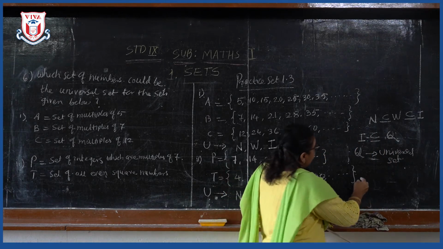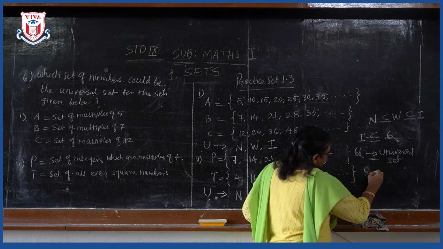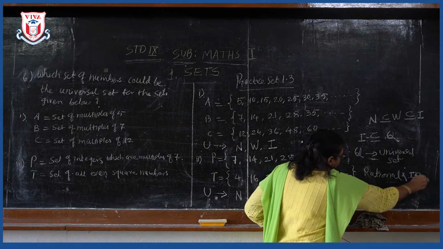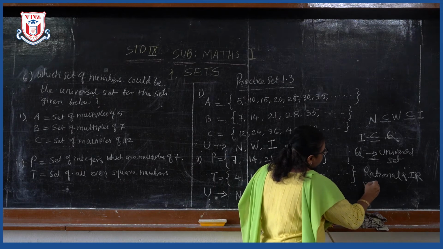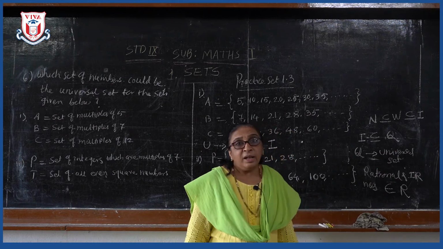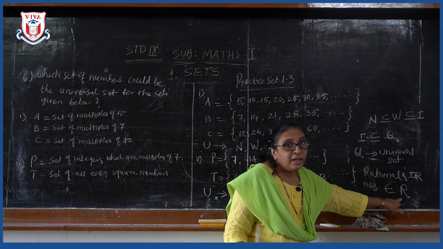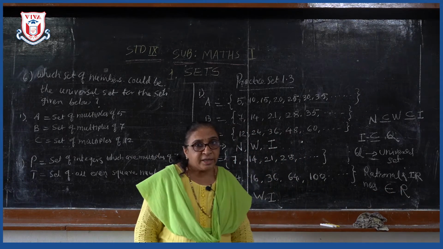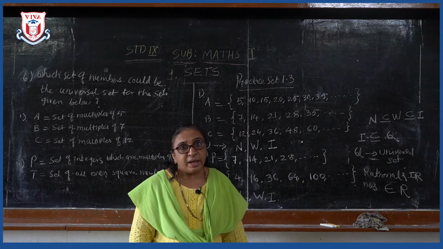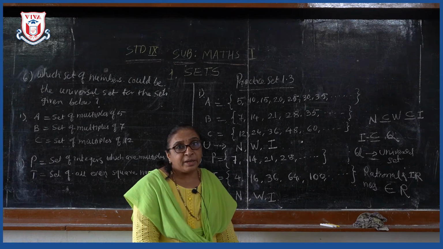But these rational and irrational numbers, irrational I am writing only IR, irrational numbers, they belong to the set of real numbers, and here we can say that real numbers is the universal set. Also, numbers which are rational cannot be irrational, and numbers which are irrational cannot be rational.